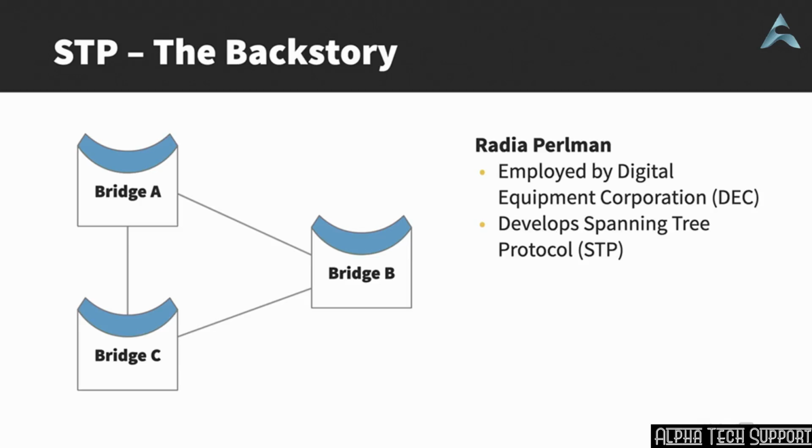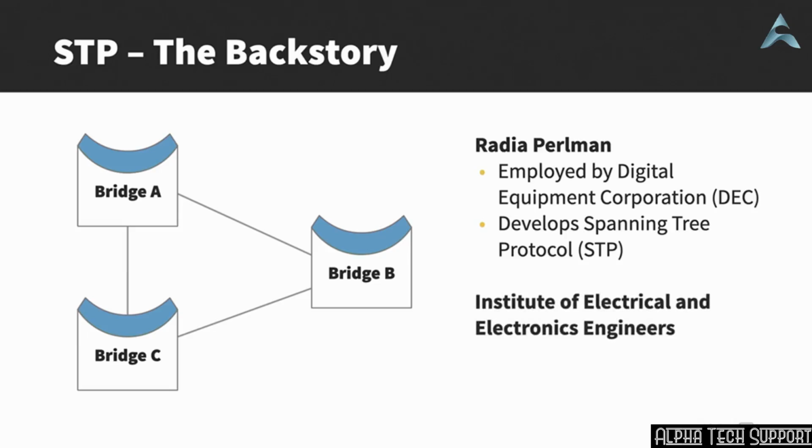But back in the mid-1980s when Radia Perlman invented this, there were no Ethernet switches. Instead, we had Ethernet bridges, and we'll talk in just a moment about the distinction between a bridge and a switch. But I want you to know that a few years after Radia Perlman developed this, the IEEE came out in 1990 with a standards-based version of Radia Perlman's Spanning Tree Protocol, and that standard is IEEE 802.1d.